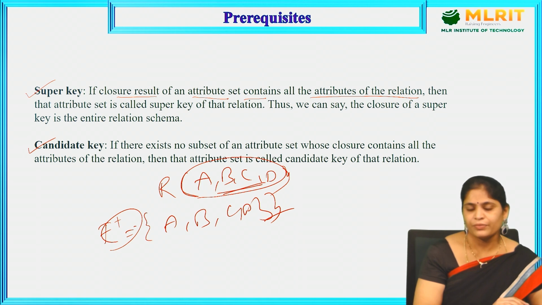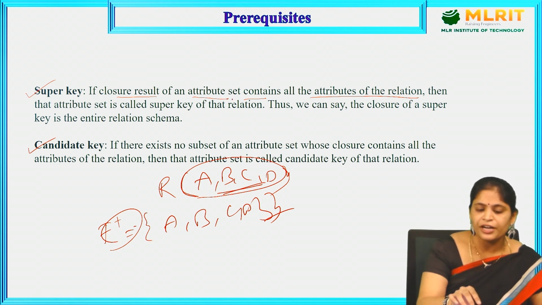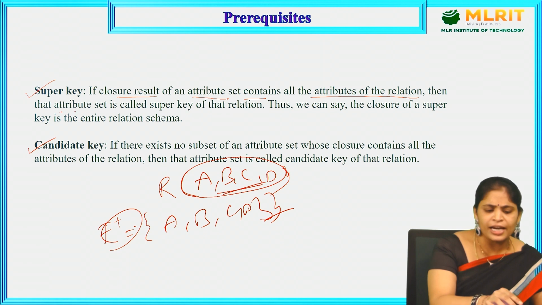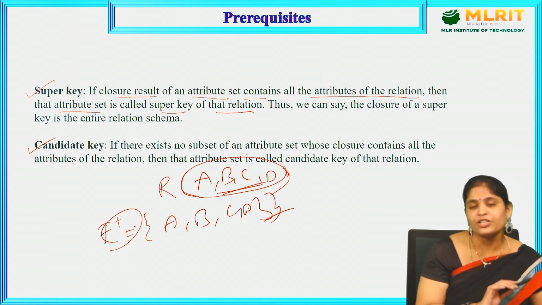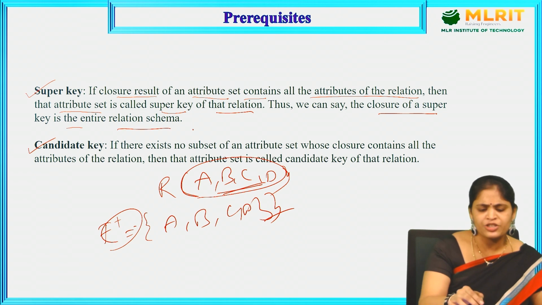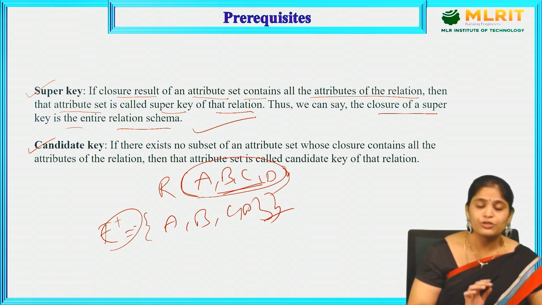Super key. Right? So, if the closure result of an attribute set contains all the attributes of the relation, then that attribute set is called a super key of that relation. Thus, we can say that the closure of a super key is the entire relation schema. This is the definition of the super key.